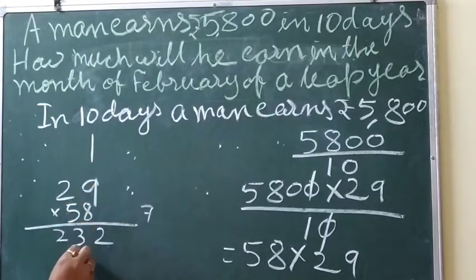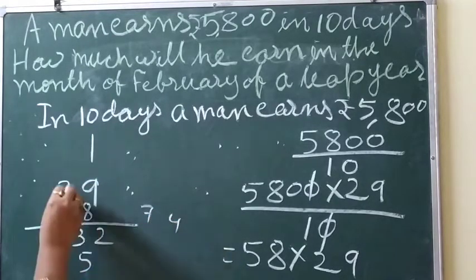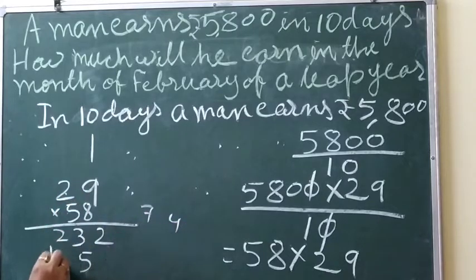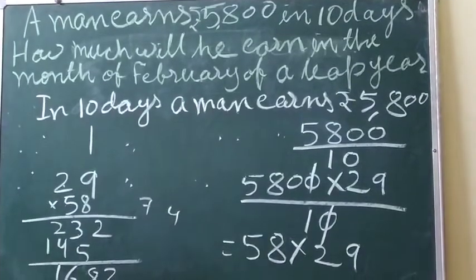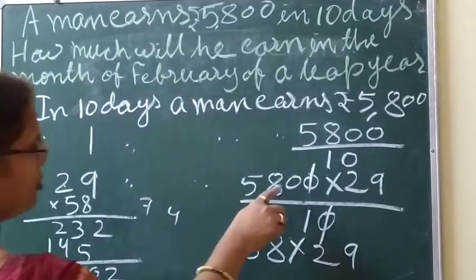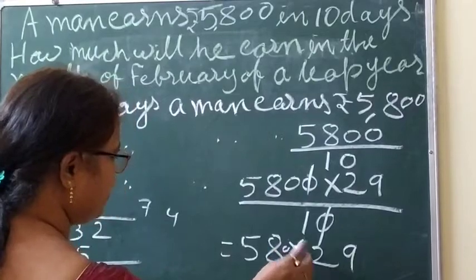Then 9 5s are 45. 5 here, 4 here. 5 2s are 10. 10 and 4, 14. So what will be the answer? 2, 5 and 3, 8, 4 and 2, 6 and this is 1. Clear? So and one more 0 is here. So 0 you put here.